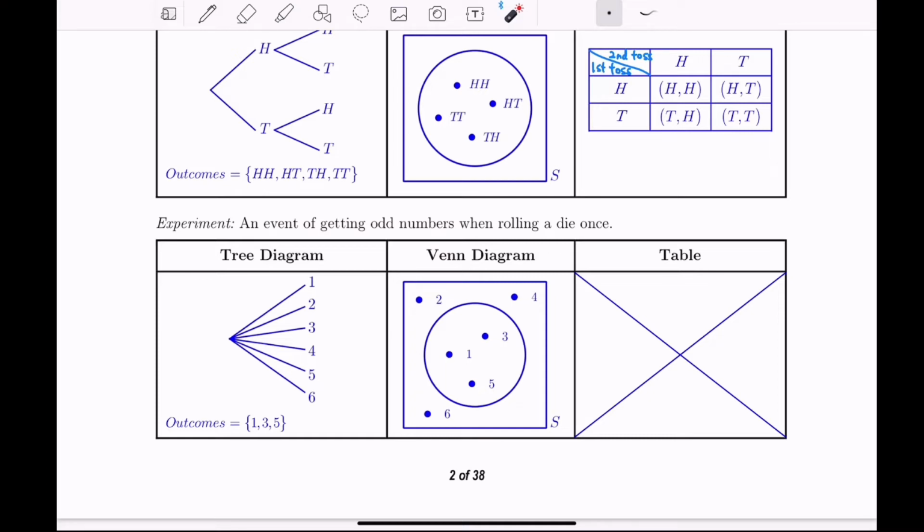Okay, so that's why 2, 4, and 6 are put outside the circle. And we can't illustrate this experiment by using a table, because usually we use a table when we have like 2 categories. But if we roll a die, we don't have 2 categories.